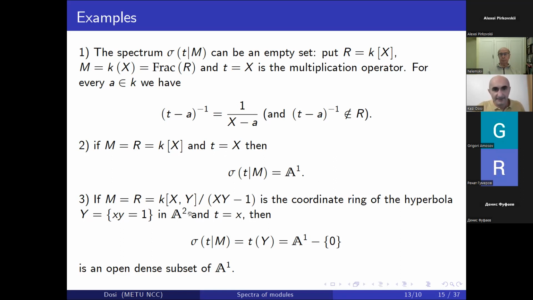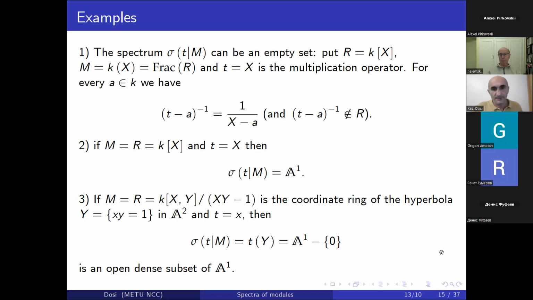Well, next, let's take the coordinate ring of the hyperbola, the quotient with respect to this ideal, xy minus 1. Again, T equals X. Little x means the same representative of X in the quotient. If you calculate the spectrum, you will see A1 minus 0. It's an open dense subset. Yeah, it's all about Zariski topology, so topology is weak here.